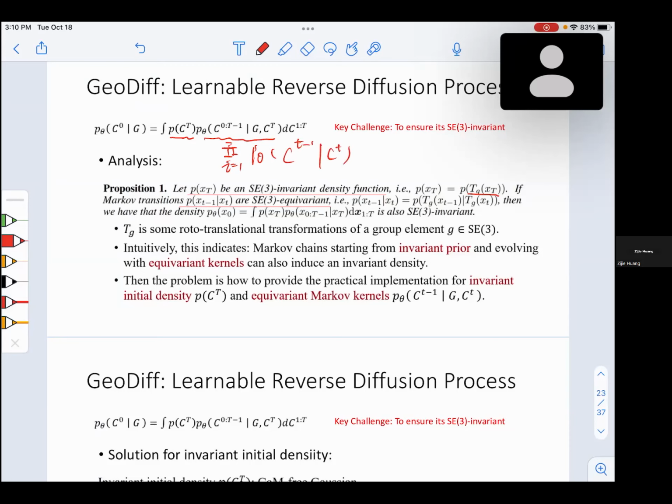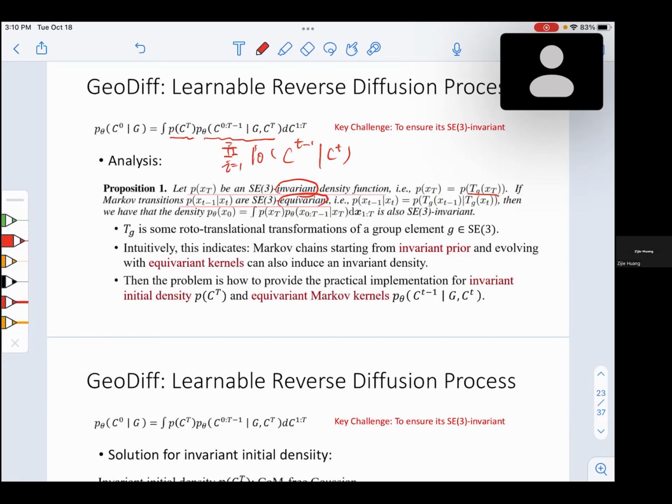They also showed that, besides that, the initial density function of CT must be invariant, and the Markov transition function should also be equivariant in order to satisfy this. Why it should only be equivariant, not invariant, is because this is a conditional probability.